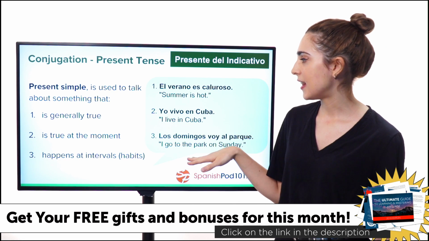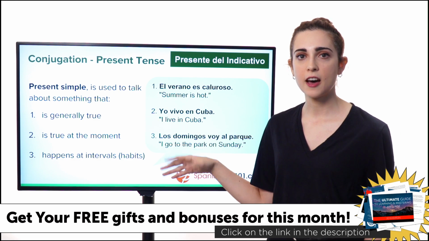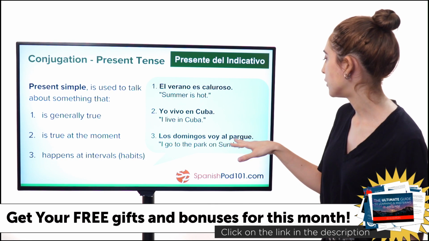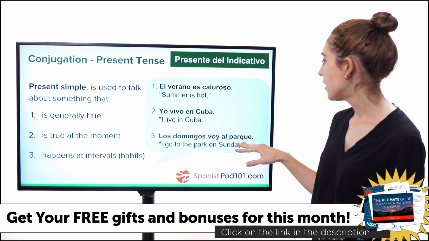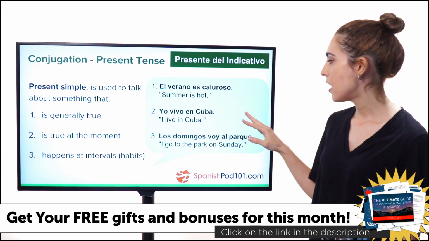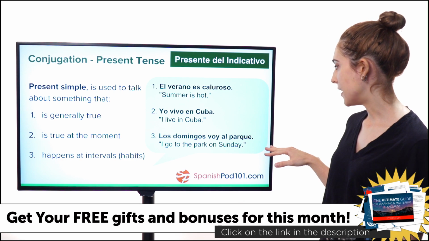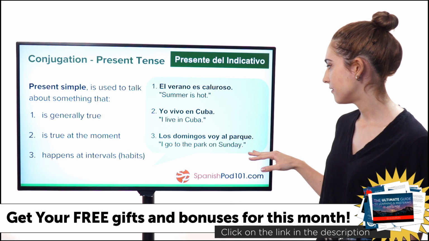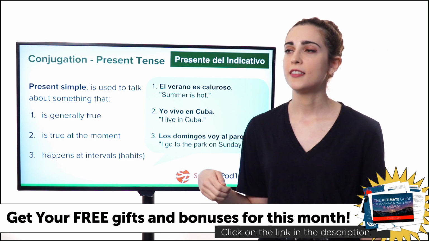And the third and last case is when we talk about habits that happen at intervals. An example would be: Los domingos voy al parque. I go to the park on Sunday. So that's something that happens every Sunday.